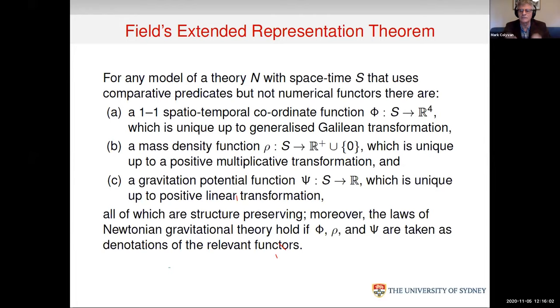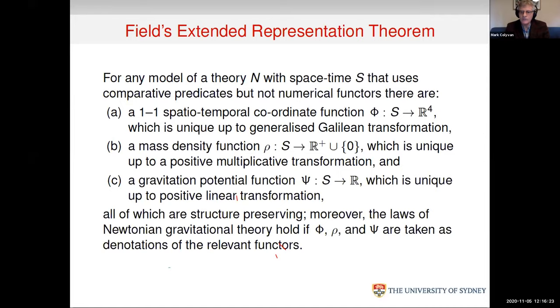I haven't got time to go through all of that, but I think once you see the Hilbert style axiomatization of Euclidean geometry, you get the idea of how this has got to be done. And Hartree does it in great detail and very carefully in Science Without Numbers, but I'm just going to give a sketch of the idea of the project here.